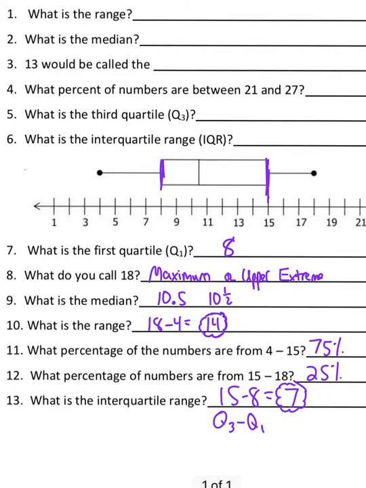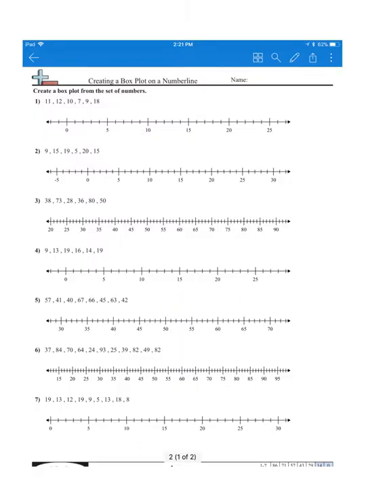So how did you do on those? Did you get them all right? Did you get tricked on that 10.5 one for number 9? All right, if you got them, great. If not, you fix your mistakes and you learn from it, and we are moving on to the next page. And on the second side, we're going to work on making some box plots together. So make sure you have both of these.